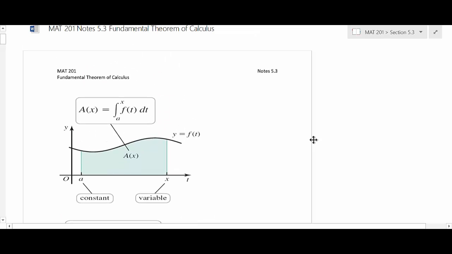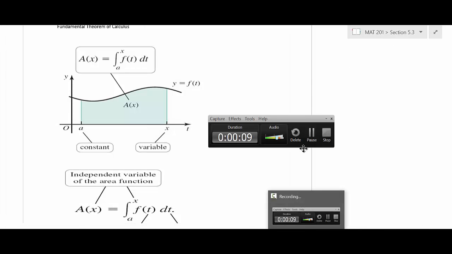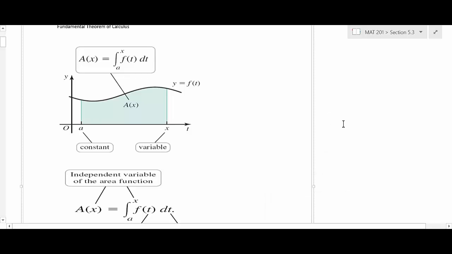And I'm going to talk about what an area function is first of all. I'm not going to go through too much of the theory here, but just give you a little bit of an idea of geometrically what the fundamental theorem is doing. What we're trying to do is find an area under a curve. So we're doing an integral from a to x of some function like that.